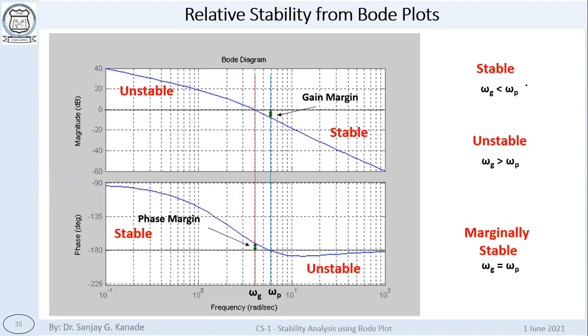Stable system: omega G is less than omega P. Unstable system: omega G greater than omega P. And marginally stable system when omega GC is equal to omega PC, or gain crossover is equal to phase crossover, both happening at the same time. In terms of gain margin and phase margin, both must be positive for the system to be stable.